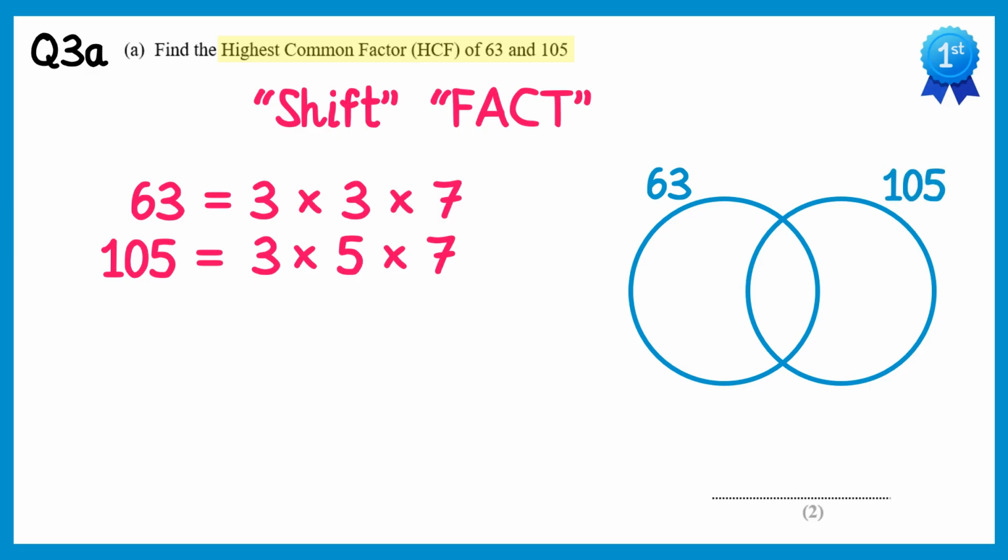Then we need to put the numbers from the prime factors into this Venn diagram. We have a 3 in both of them, so we can cross those 3's out and put 1 3 in the middle. And we also have a 7 in both of them, so if we cross out that 7 and put that in the middle, and there's nothing else left that matches, so we just need to put the single 3 here in the 63, and also the single 5 in the 105. Now to find the highest common factor, you just multiply the numbers in the middle of the Venn diagram here, so we just need to do 3 times 7, which is 21.